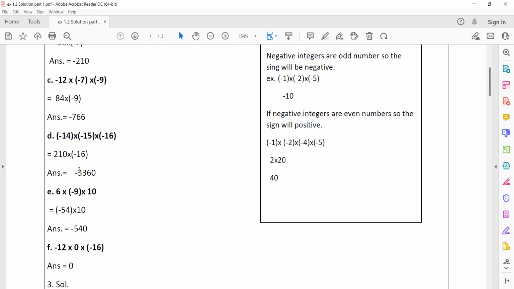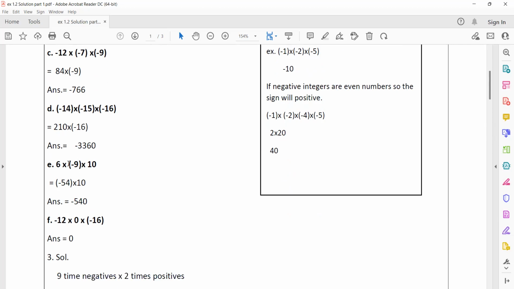Do the D part. You have to do the D part on your own. Just pause the video for a second and do the D part on your own. You will get the same answer as I have solved. Similarly, I have solved the D and E parts.